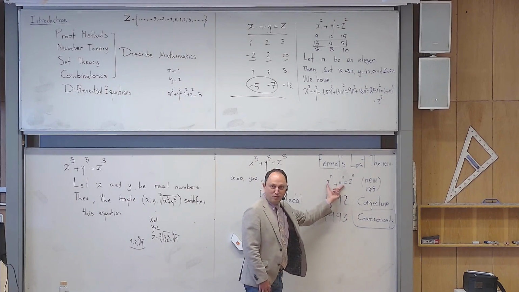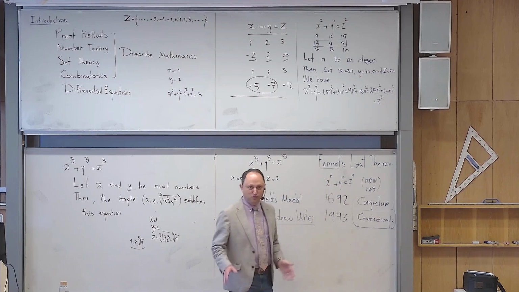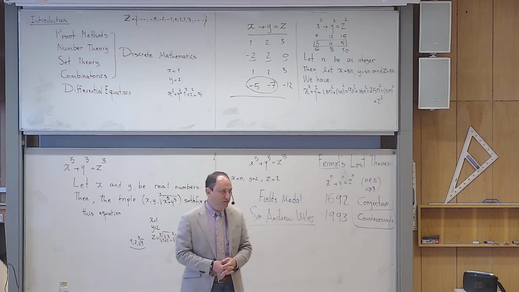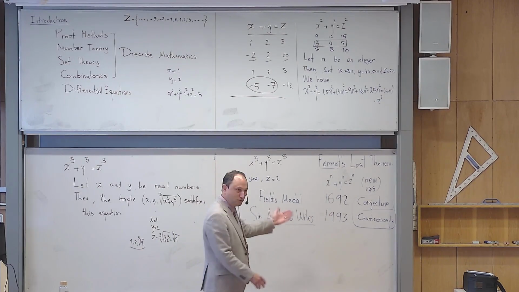So this is the nature of discrete mathematics. The statement of the problem was extremely simple. Every one of you could understand. Even I could tell it to Math 1C students. But solving the problem took 300 years. Okay?